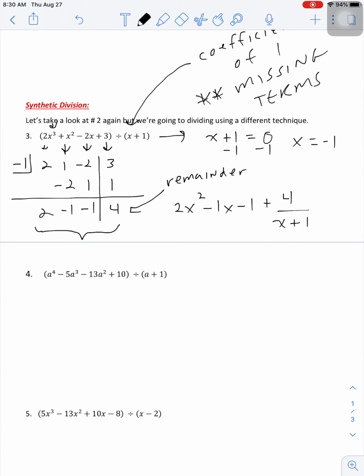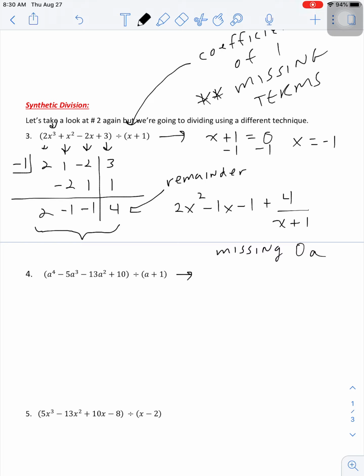All right, if you look at number 4, we've got a coefficient of 1, and then we got 4, 3, 2, we don't have 1. So in this problem we're missing the x term. We have to account for that when we fill in.